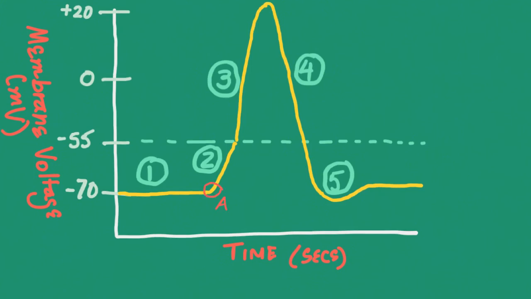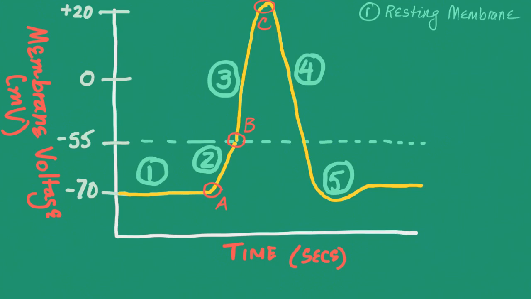So let's take a look at what happens at each junction. We have A, which is where ligand-gated sodium channels open. B is where voltage-gated sodium channels open. C is where the voltage-gated potassium channels open. These are the main events of the nerve impulse transmission. So let's review these one more time. Stage 1, resting membrane potential.